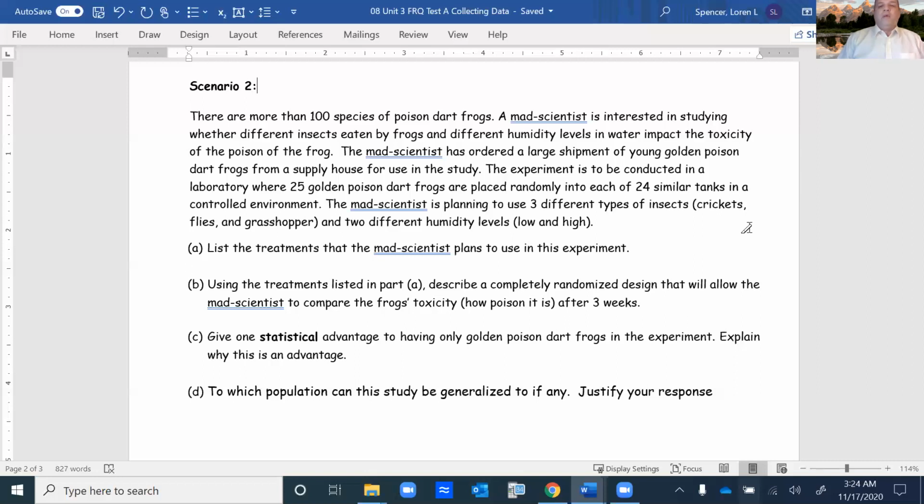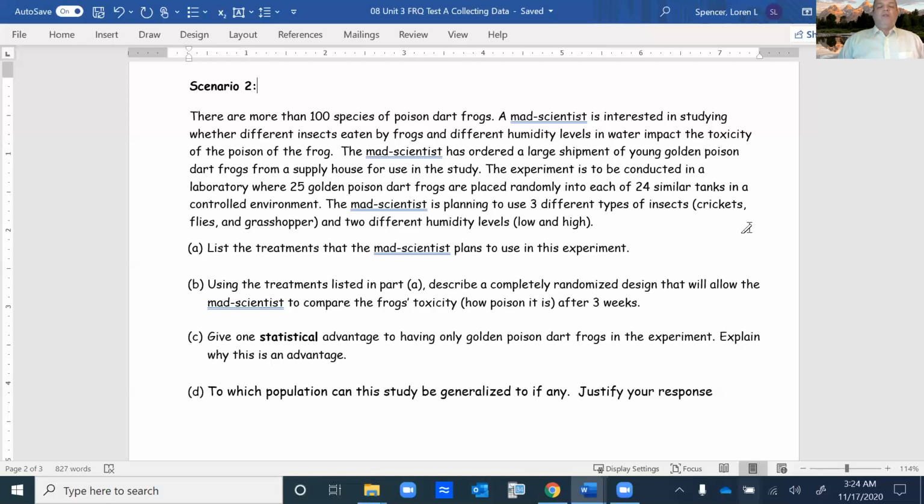the first tank. I would then draw the next 25 numbers. The frogs associated with the next 25 numbers would go into the next tank. And I would do that for all 24 tanks. At that point, I've talked about the randomization process. I've also named my treatments, and I've also told you how they were being assigned to the treatments by saying that I had 4 tanks of each type of treatment group.